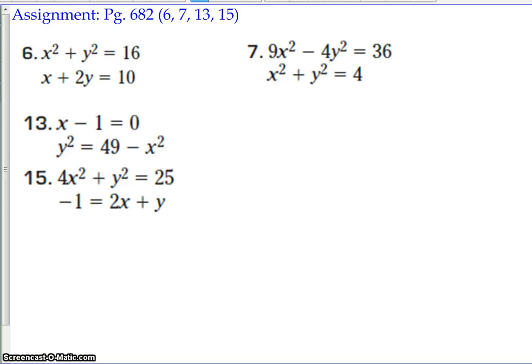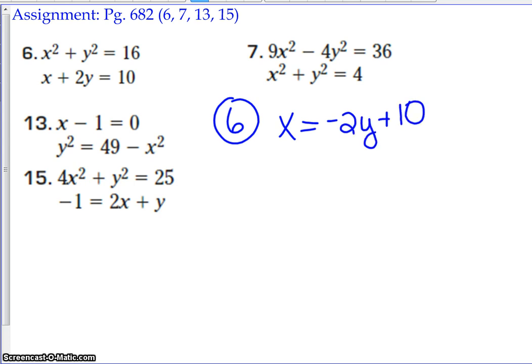So I'm going to solve number 6 here. I would start with my second equation, because I'm looking at the first equation, x squared plus y squared equals 16. A lot of different combinations we could use there. But with x plus 2y equals 10, I'm going to say that x is really negative 2y plus 10. So I solved my second equation for x. Now I can say x can be replaced with negative 2y plus 10.